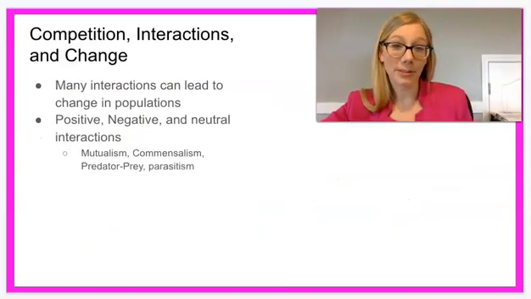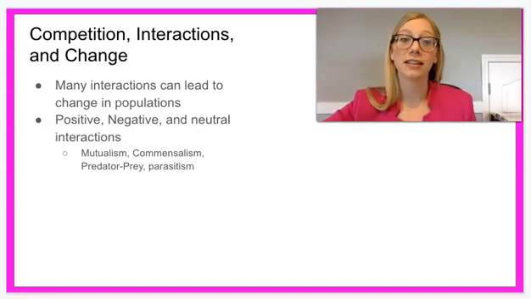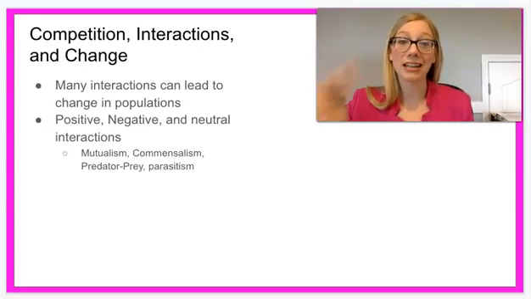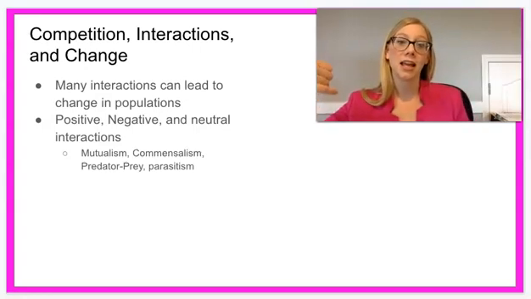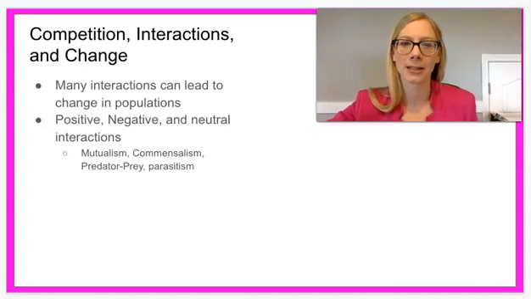When we talk about competition, interactions cause change, right? Many different interactions can lead to changes in populations. Those interactions between organisms can be positive, they can be negative, and they can be neutral. So this is where we're going to talk about those interactions as far as mutualism, commensalism, predator-prey, and parasitism. Those are the relationships you're probably a little bit more familiar with.